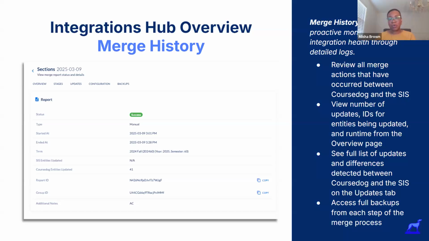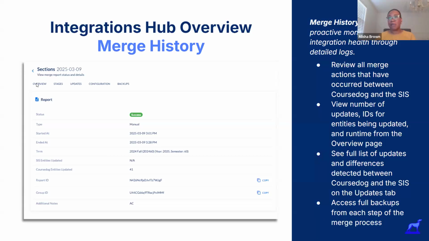This information is going to display any communication that is occurring between CourseDog and your SIS. And so the example on the screen is the view that you have once you click into a specific instance or a specific merge report from that history section. This section also provides access to the number of updates that were made, specific entities that were updated, and the overall runtime it took to make those changes.